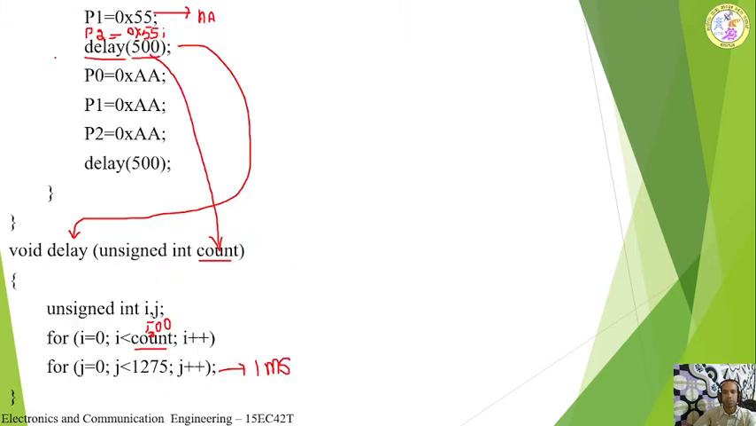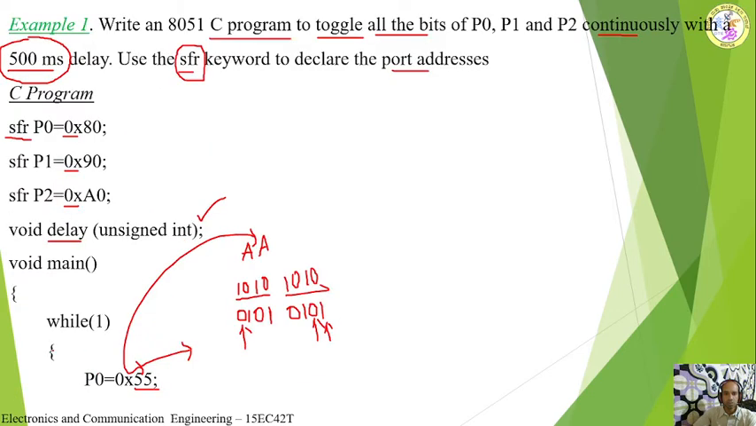Initially I have made P0, P1, P2 as 55. Now I have made P0, P1 and P2 as AA. Again call delay of 500 millisecond. Once again come here, once again generate delay of 500 millisecond. So after the execution of this statement, it will come to the end of this loop. What is this loop now? This loop is nothing but the while loop.